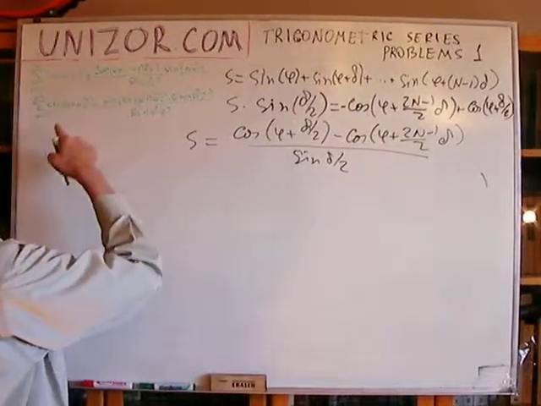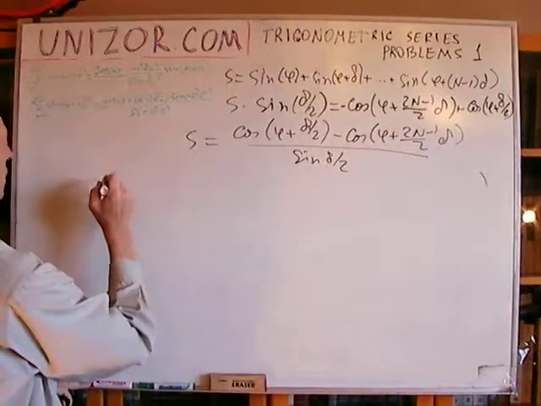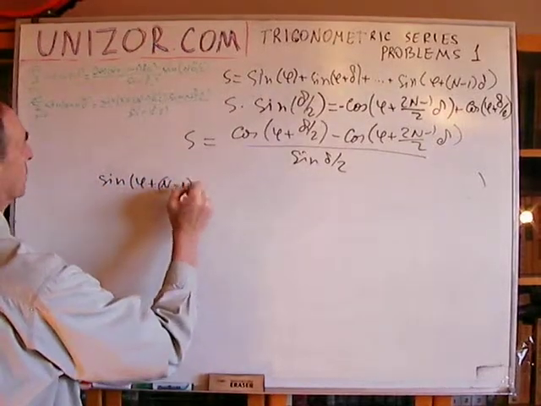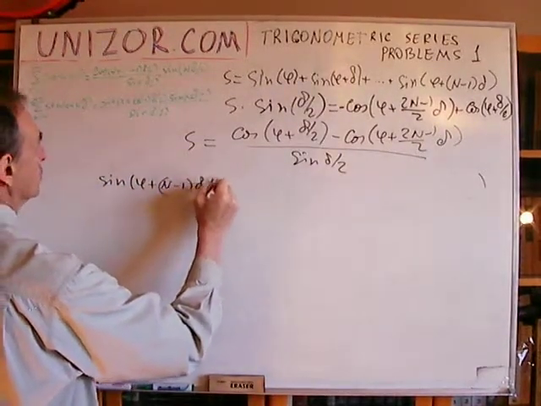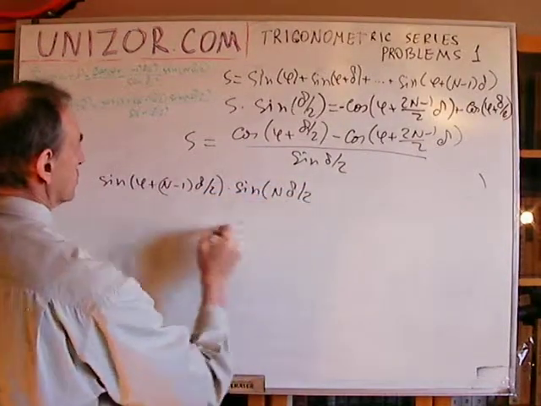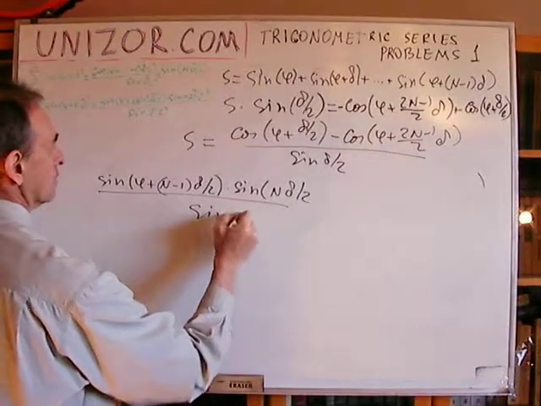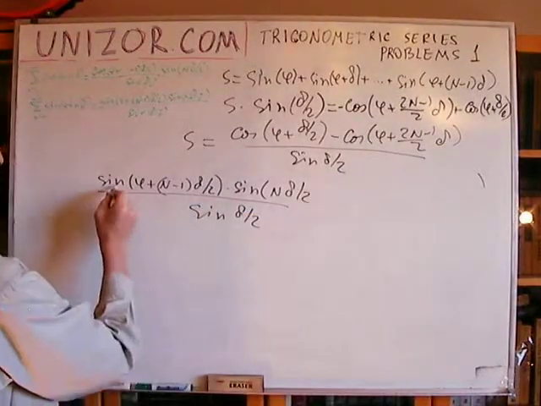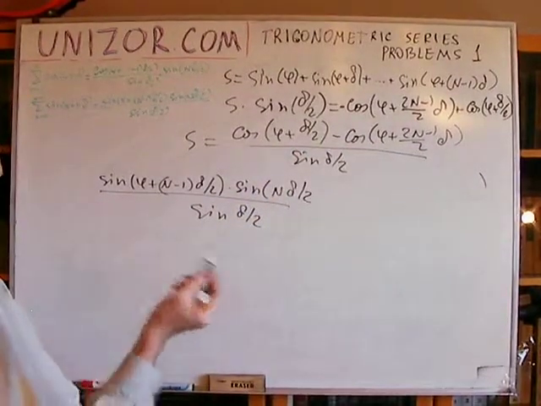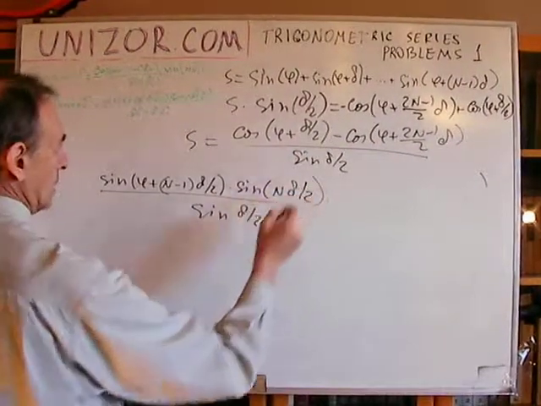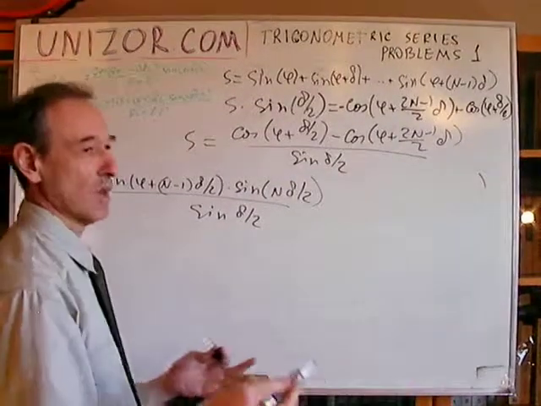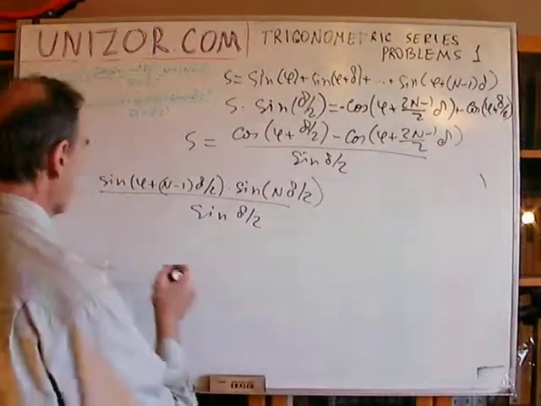Now the final formula, as I wrote it here, is sine of phi plus n minus 1 delta over 2 times sine of n delta over 2 divided by sine of delta over 2. Now, the question is, is the product of these sines exactly the same as this? Well, again, it's probably very easy to prove using exactly the same formulas as before.